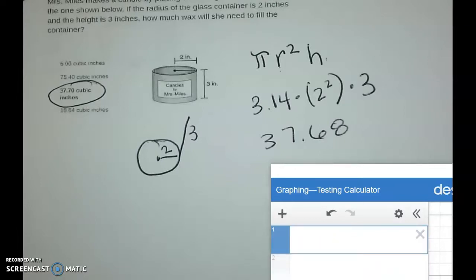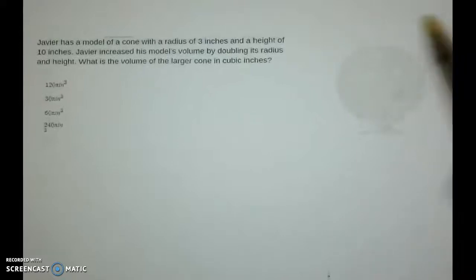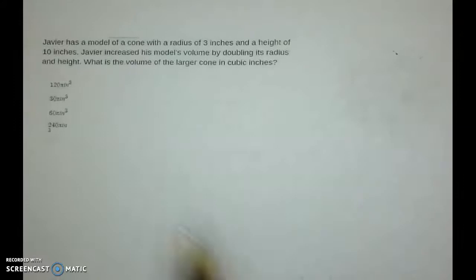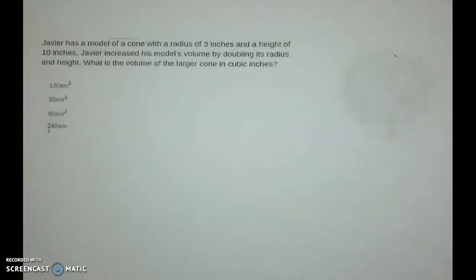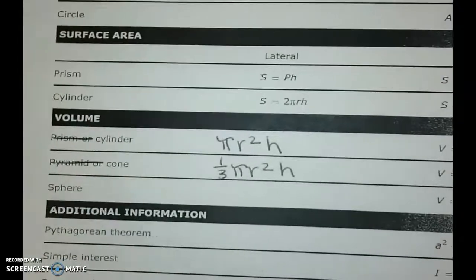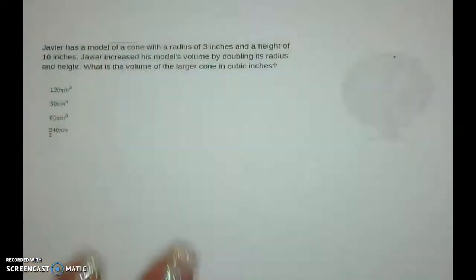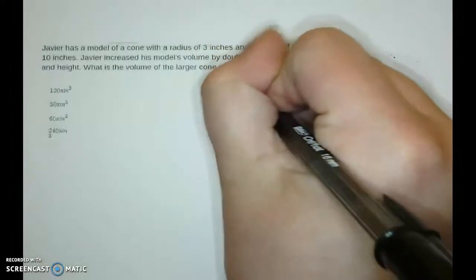All right. The next question is this one. Like I said, ignore this shadow here. That's on the next page, okay? So Javier has a model of a cone with a radius of 3 and a height of 10. Javier increased his model's volume by doubling its radius and height. What is the volume of the larger cone in cubic inches? So I noticed they gave me a radius in this one, so I'm coming over here. My volume of a cone formula is this guy right here, so 1/3 pi r squared h.